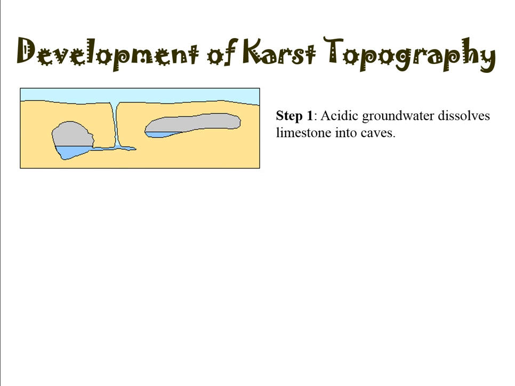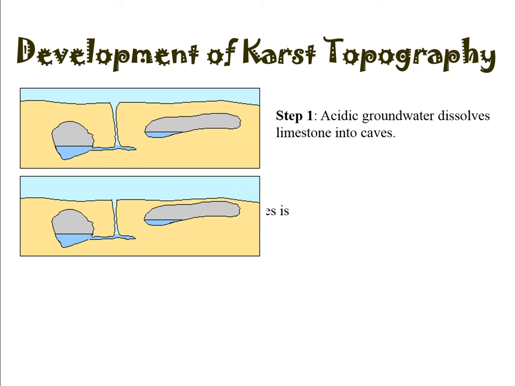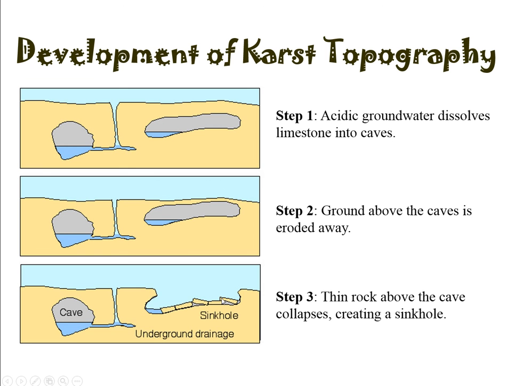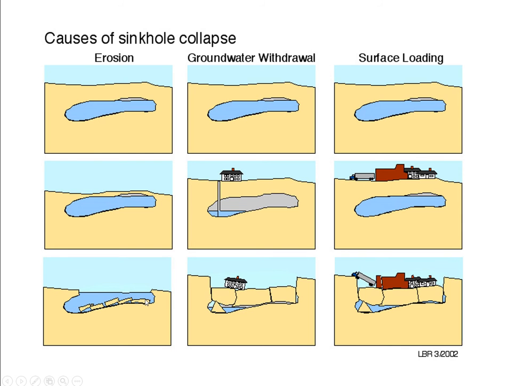What happens first is the groundwater dissolves the limestone, producing caves. And then the ground above the caves is eroded away, and eventually the ceiling of the cave collapses, and you get a sinkhole. That can happen because of erosion. It can happen if you pull out all the groundwater. This house is pumping out all the water, which dries this area out. And you know a dry cracker is going to break, or a dry cookie is going to break a whole lot easier than a wet cookie. Same idea. Or if you just build too much on top, then it'll collapse.